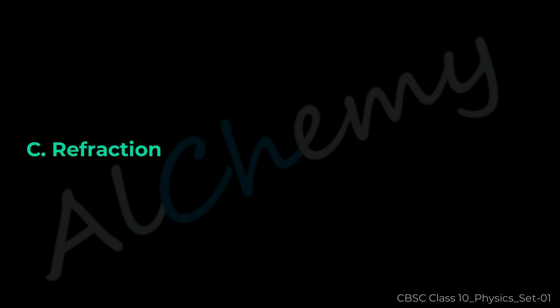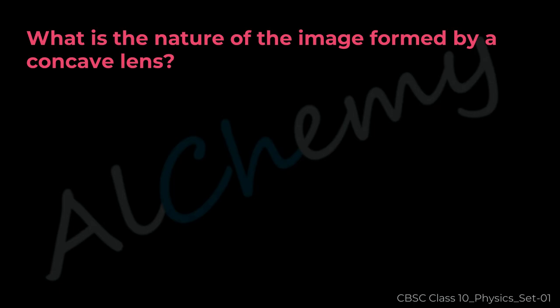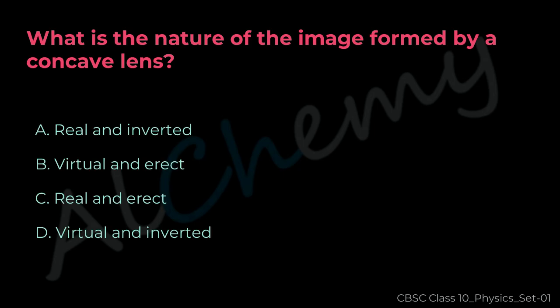The correct answer is C. Refraction. Question 35. What is the nature of the image formed by a concave lens? A. Real and inverted. B. Virtual and erect. C. Real and erect. D. Virtual and inverted.